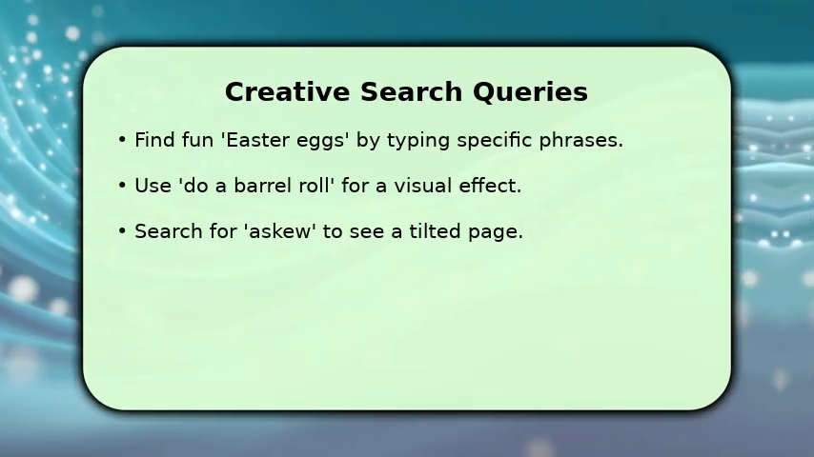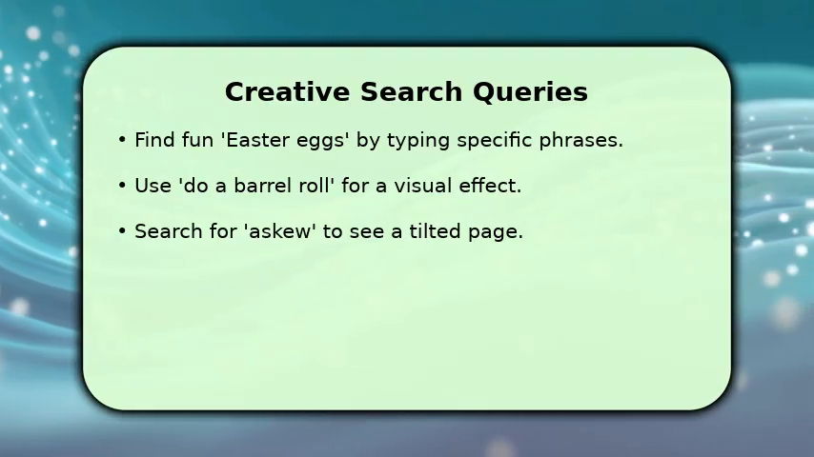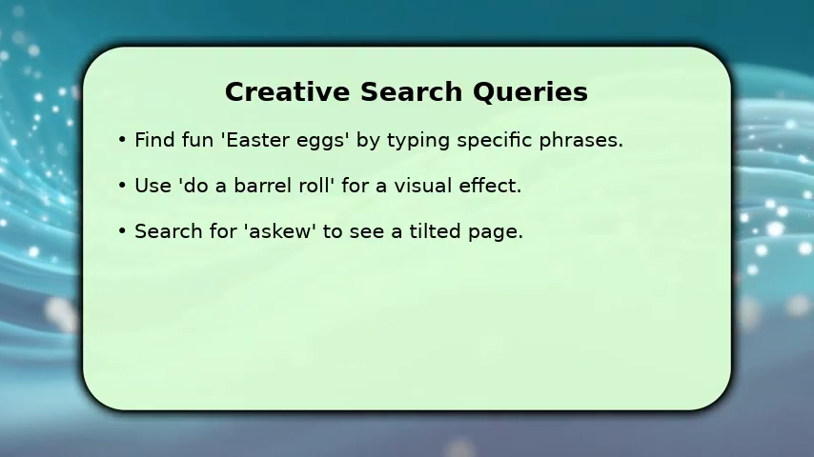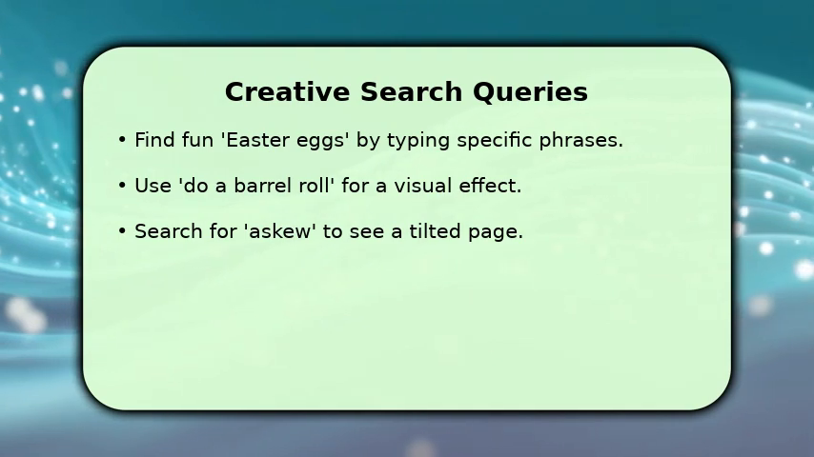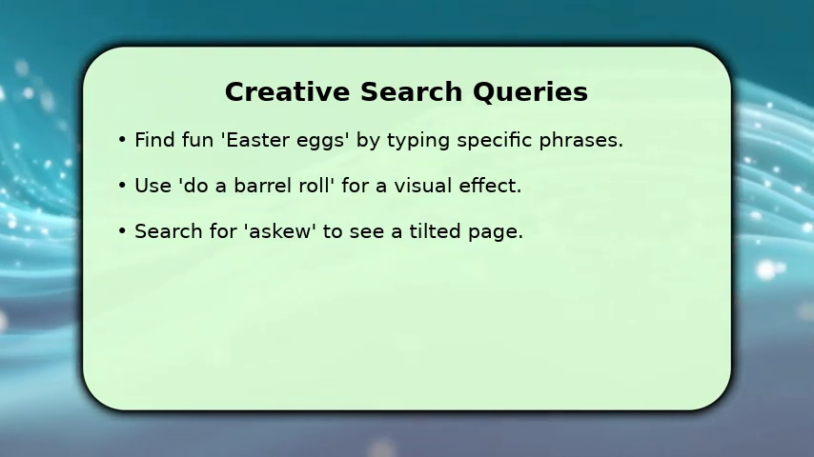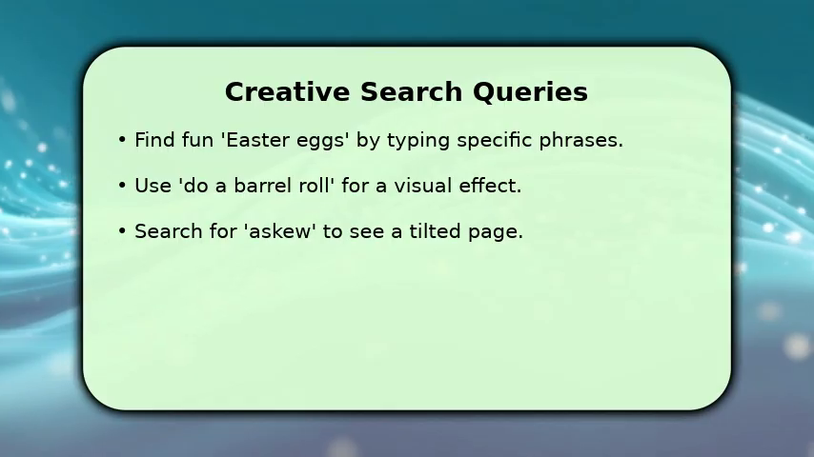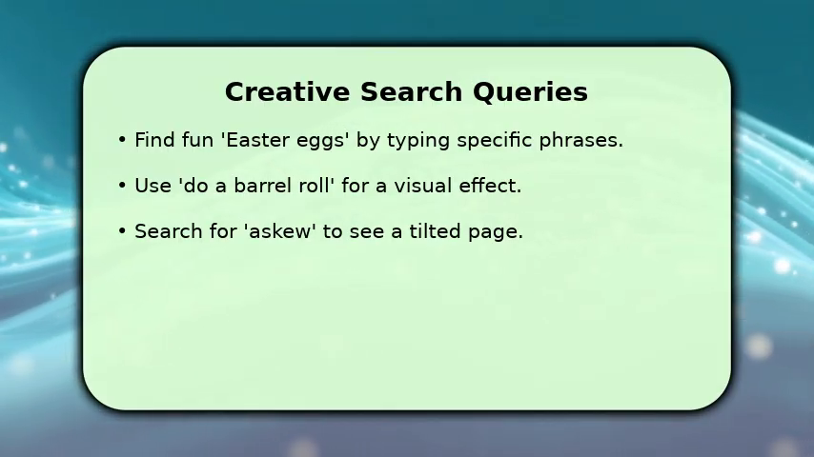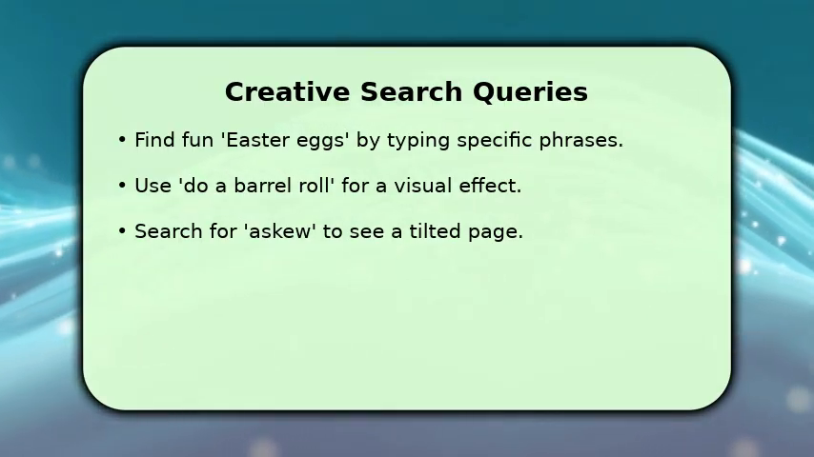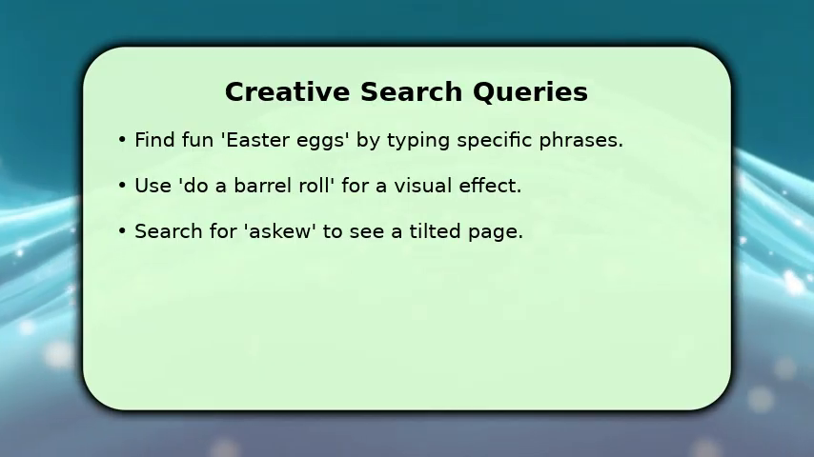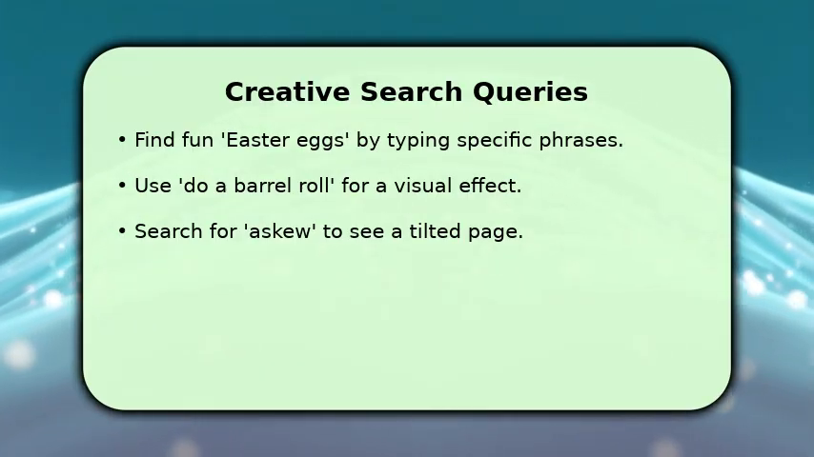Beyond games, Google hides many creative Easter eggs triggered by specific search queries. For a fun visual, try typing "do a barrel roll" into the search bar and watch what happens. Another playful trick is to search for a skew, which will subtly tilt your entire search results page. These hidden gems add an element of surprise and delight to your browsing experience, showcasing Google's playful side.